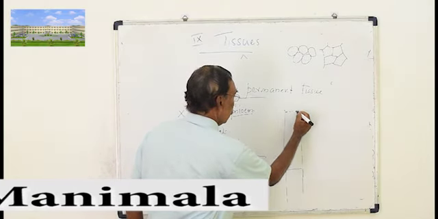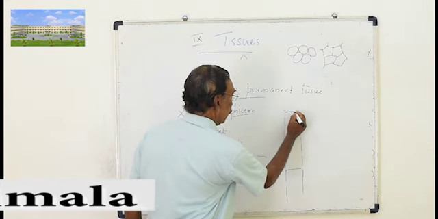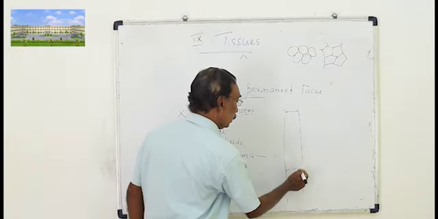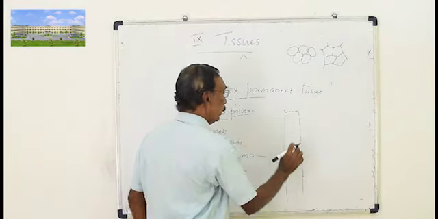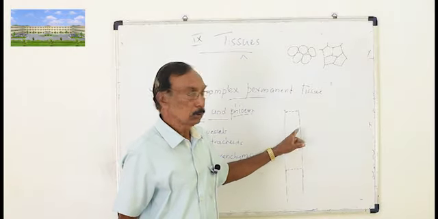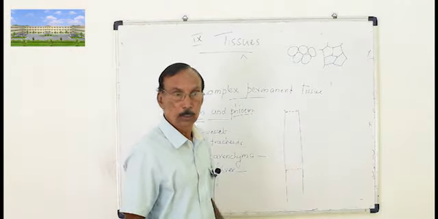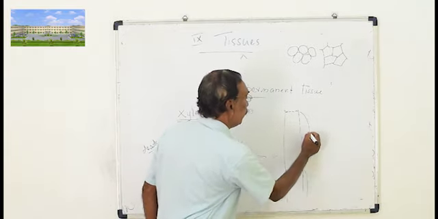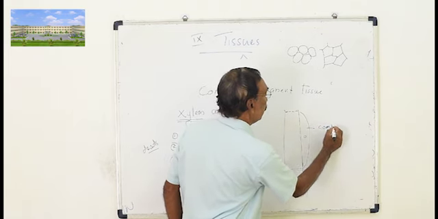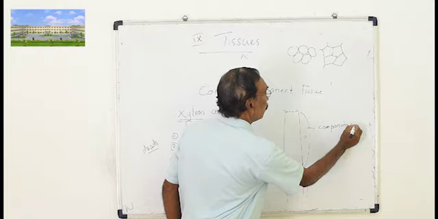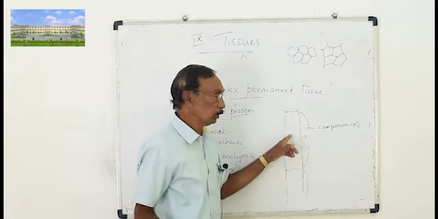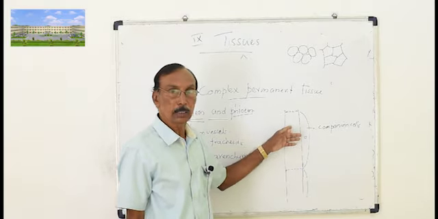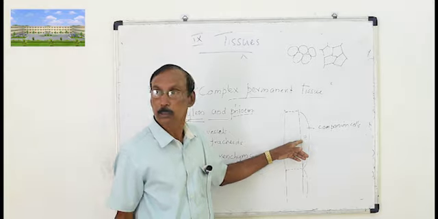These are the holes. Sieve means a strainer. So through the sieve tube, food can be transported. Mainly food is going through the sieve tube. But the sieve tube has no nucleus. Near the sieve tube there will always be one cell, and these cells are called companion cells. Since the sieve tube has no nucleus, its activities are controlled by the companion cell.